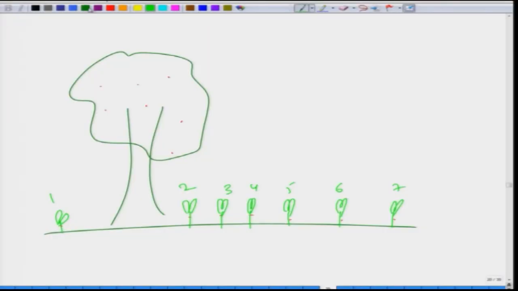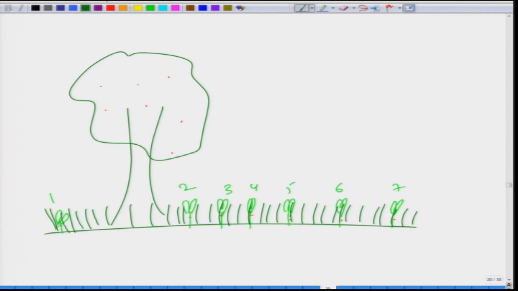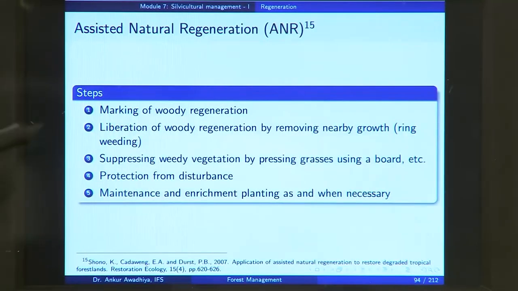What does that mean? It means that suppose you had grasses in this whole area, so in the case of ring weeding, what you will do is, for every individual that you have marked, you create a ring around it, and you remove all the grasses that are there in this ring. So, you are not trying to remove all the grasses, but around every plant in a ring fashion, you are removing the grasses, so that the competition that your seedling was facing is now removed. So, you liberate, this is known as liberation. So, you liberate the woody regeneration by removing the nearby growth in a ring weeding fashion.